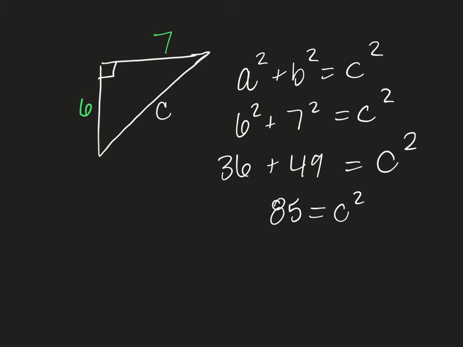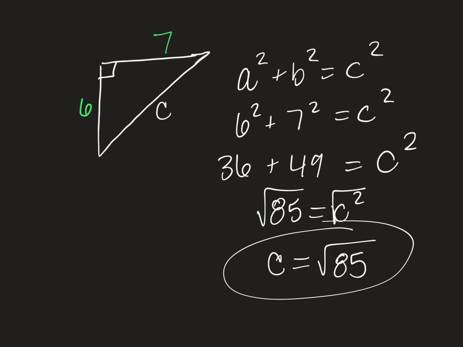Again, we can't evenly take the square root of 85, so we will just leave our answer as c is equal to the square root of 85. I want you guys to leave your answers like this instead of getting them as a decimal because they are more exact in this format.